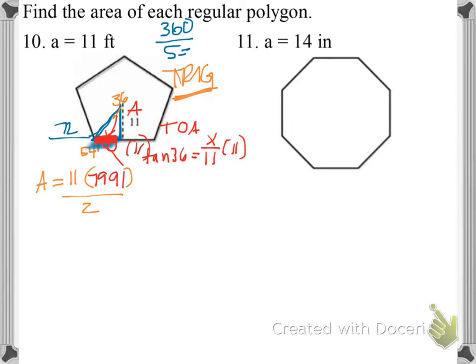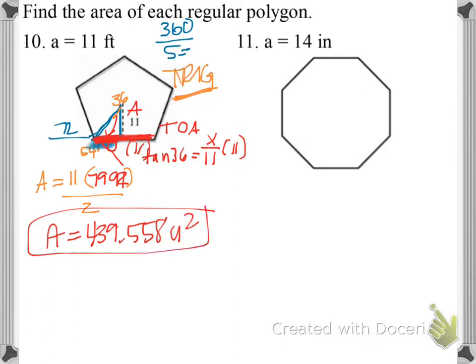However you want to, well, 92.2. So again, what I did was I typed 11 times tan of 36 in. That got me this little piece of the triangle. I doubled it to get the entire side. And then I did it times 5 to get the perimeter. And when you do all that, you get an area of about 439.558 units squared. If you want to work through number 11, you will have to do trig again there.